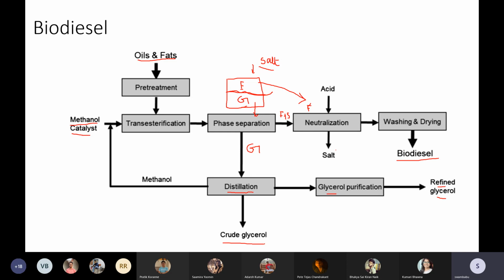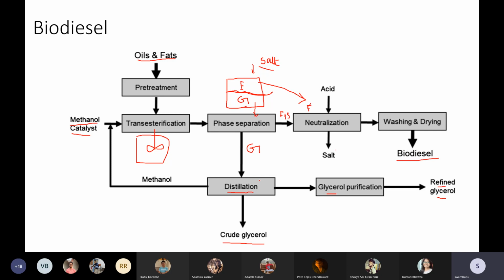This is a very simple process. Now, to do this phase separation, of course, I said this is oil-like and water-like, so it is not a very simple gravity settling process. It has many other complications. Transesterification is a simple CSTR. They will add oils and fats, and they will add methanol and catalyst. Then, if you add the required amount of salts, we will be able to separate the fats and glycerol.